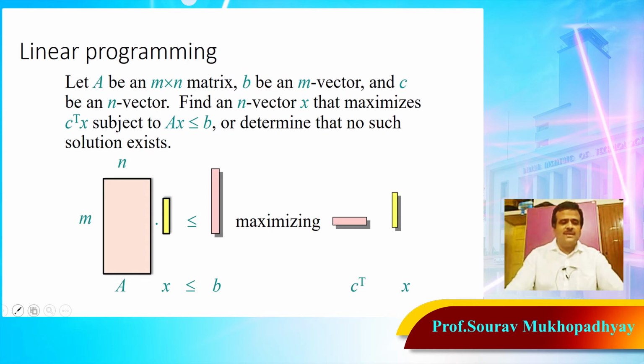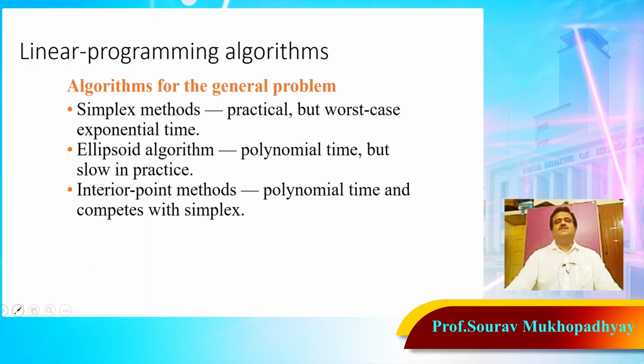So, we know that there are a few methods for solving this. One is the simplex method, which is practical, but in the worst case it is exponential time. Another one is the ellipsoid method, which is polynomial time but slow in practice. And we have the interior point method, which is polynomial time and can compete with the simplex method, but it may not be that good.